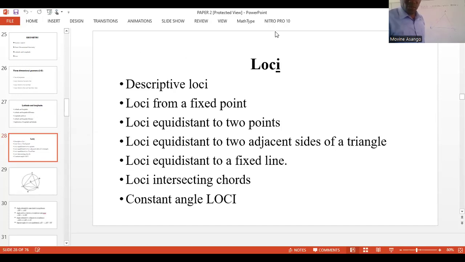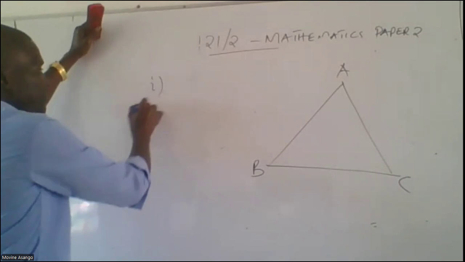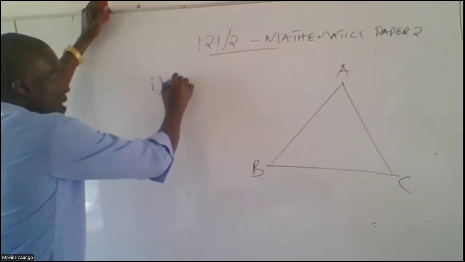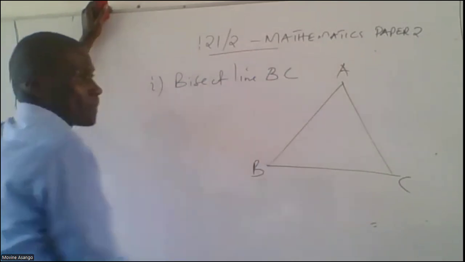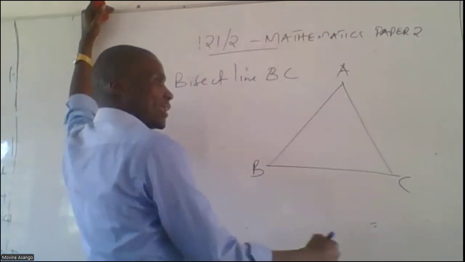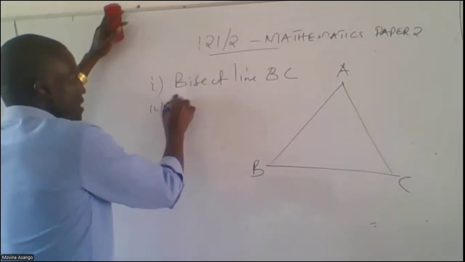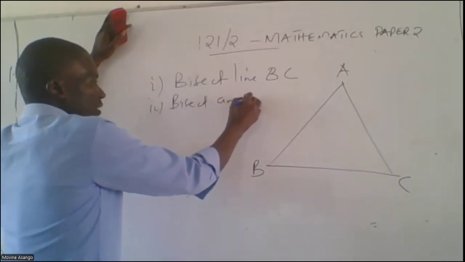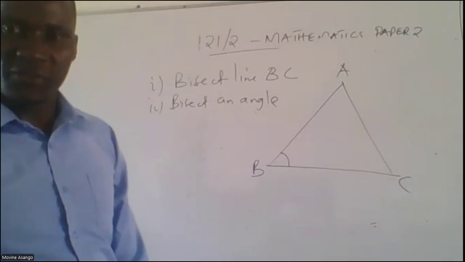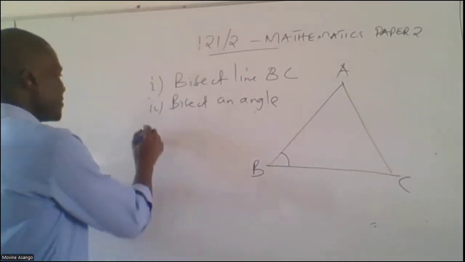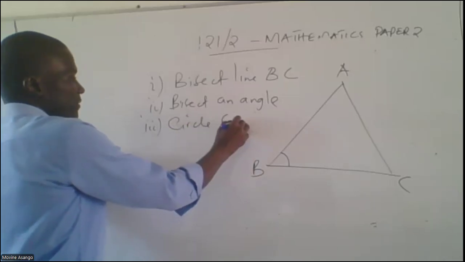So look at the board and see what I'm drawing here. I've drawn a triangle ABC. There are 5 types of loci. Someone is going to ask you to bisect a line. Bisect line BC. We know how to bisect line BC using a ruler and a pair of compasses. You can bisect that line. Number 2, someone is going to ask you to bisect an angle. We can bisect this angle at B. All of us are aware of that. That is locus number 2. Some of us are going to be asked, draw a circle, center A.